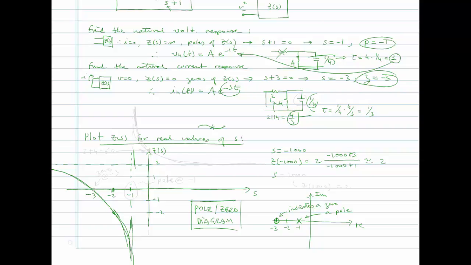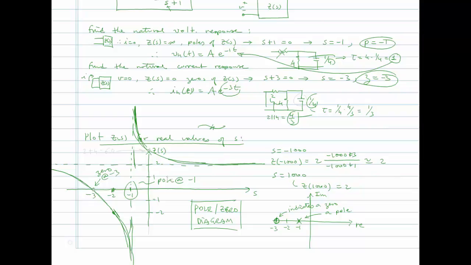Then on the positive side, let's say s is equal to plus 1,000. Then where does it go? Well, it would do the same thing. Z of plus 1,000 would also be equal to 2. So evidently, this is the asymptotic value there. I didn't draw this very well. Okay, so it looks like this, and here it blows up. So we have a pole at -1, and we have a 0 at -3.